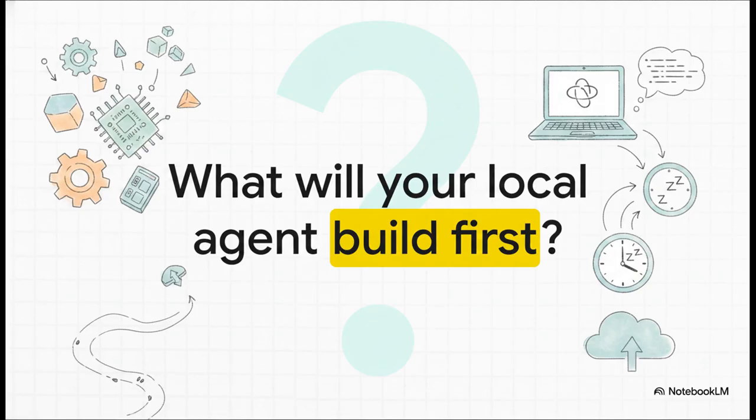Whether you want to describe an app in plain English and have Hermes build it from scratch, or you just want it quietly auditing your weekly reports while you sleep, you now have the exact roadmap to make it happen. Which leaves us with one final incredibly exciting question to wrap up this explainer. What will your local agent build first?